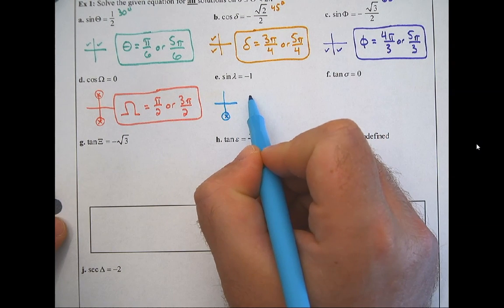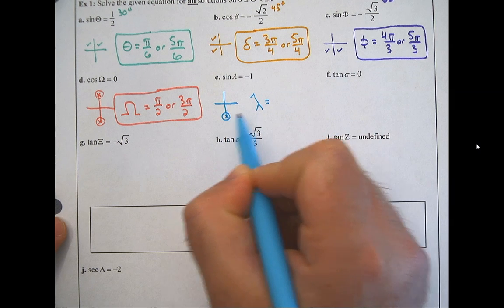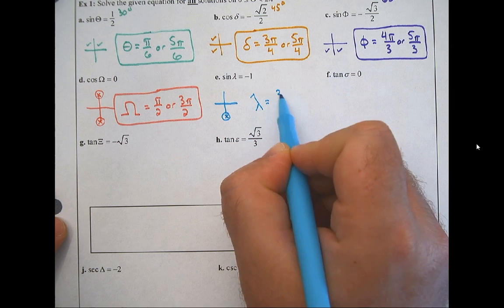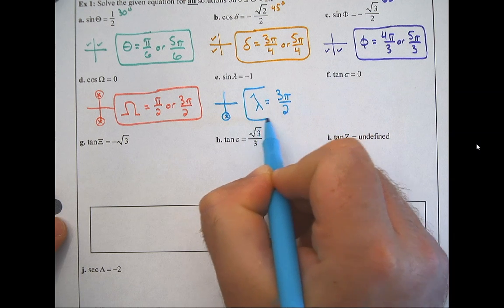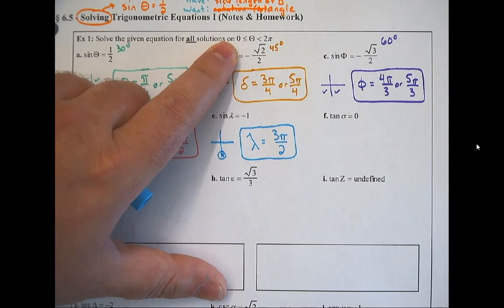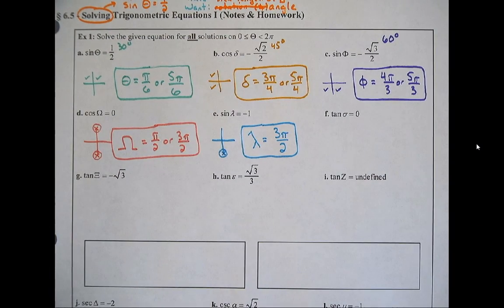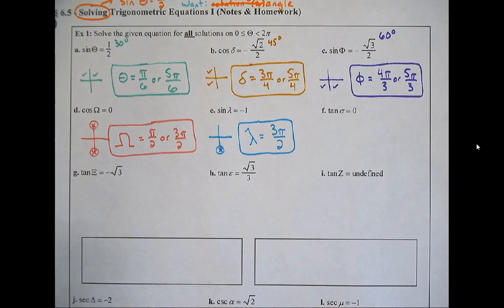So lambda would be equal to, what would that be, 3 pi over 2? Now, could I answer negative pi over 2? Not according to my restrictions. I gave you between 0 and 2 pi. If I didn't have that restriction there, you could write that down. But if I didn't have that restriction, you'd have to write down plus 2 pi n. You'd have to write all the possible times that it would end up being that same value.